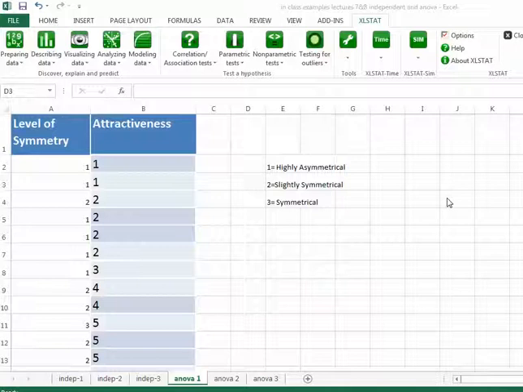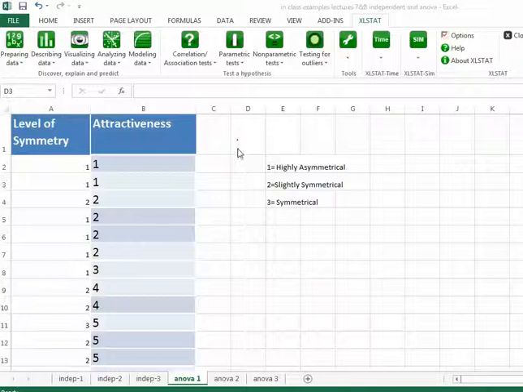One, okay, if you look at the code over to this side right here, 1 equals highly asymmetrical, 2 equals slightly asymmetrical, and 3 equals symmetrical, and you can see that in this level of symmetry over here, there they are, okay? And we also have how the individuals have been rated on attractiveness. So they go from 1 being that's a very, very unattractive person to 7 being, that person's a god, they're an Adonis, they're beautiful, okay?